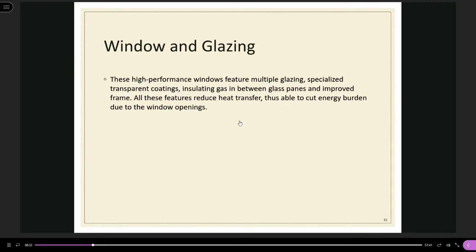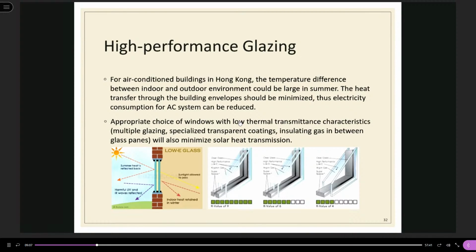So there are certain types of transparent coating and filters. These glazing can filter the unwanted wavelength. Insulating gas in between glass panes is, similarly, to provide extra insulation. So all these features reduce heat transfer, thus cutting the energy burden due to window openings. Okay, so these are some examples.